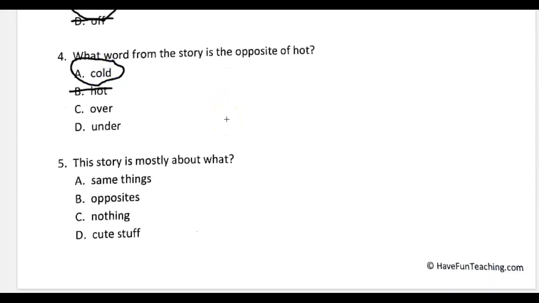And our last question, number 5. This story is mostly about what? A, same things, B, opposites, C, nothing, or D, cute stuff. So even if you just look in the previous question, it says what word from the story is the opposite of hot. So what's the story mostly about? Same things, opposites, nothing, or cute stuff? A, B, C, or D? The story is mostly about B, opposites.